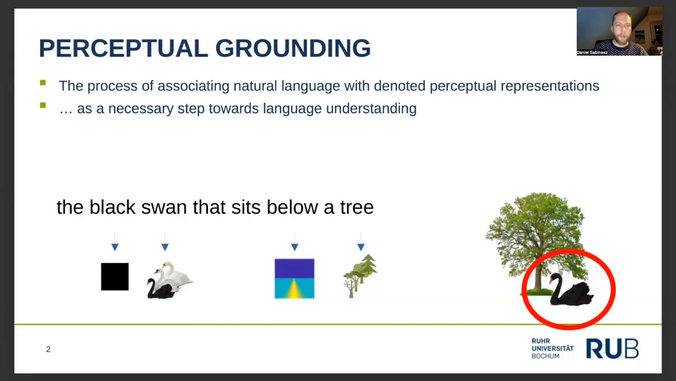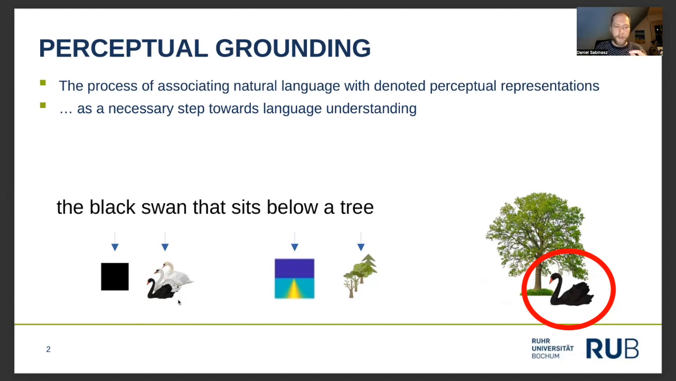We refer to perceptual grounding as the process of associating natural language with the denoted perceptual representation, right? So we have a natural language phrase, some sentence or phrase, and certain parts of that phrase, certain words, denote certain perceptual representations. So for example, in the phrase, the black swan sits below a tree, the word tree denotes some concept of a tree, or some perceptual representation of what a prototypical tree looks like. And also the word swan denotes something similar for swans.